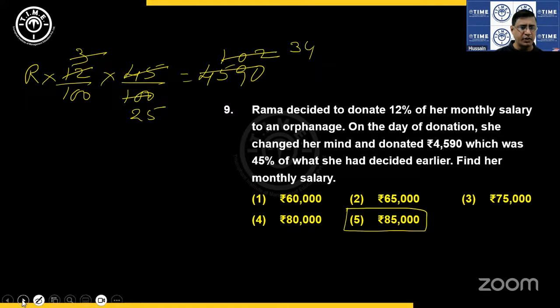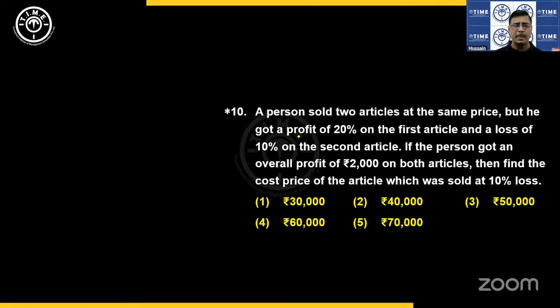Next example on your screen. A person sold 2 articles at the same price, but he got a profit of 20% on the first article and a loss of 10% on the second article. If the person got an overall profit of 2,000 on both the articles, then find the cost price of the article which was sold at 10% loss.